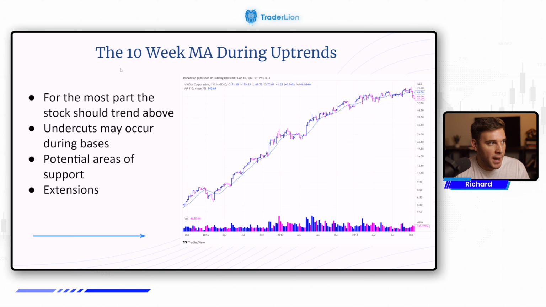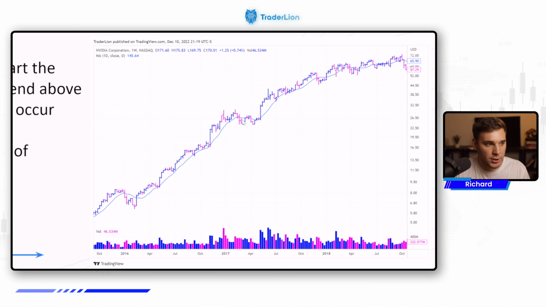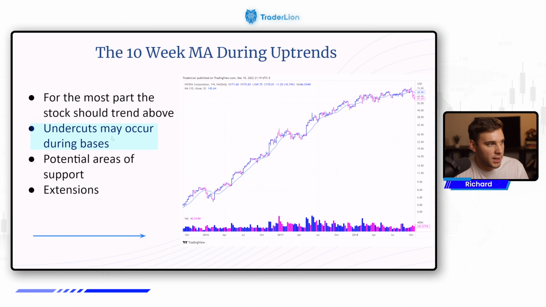Moving on, let's talk a little bit more about the 10-week moving average during uptrends. And here we've got an example of NVIDIA back in 2016. Here I've got the 10-week moving average plotted in blue. So for the most part, the stock should trend above, especially going base to base. You can see we're basing here below these highs, and we do undercut it and kind of chop above and below. That's natural, especially after a strong move from 8 to around 26. But for the most part, when we're trending, this should be a spot of support as it was here, here, and even here. So that's basically the key characteristic that you want to look for with regards to the 10-week MA. As I mentioned, undercuts may occur during the bases. This is a potential area of support.